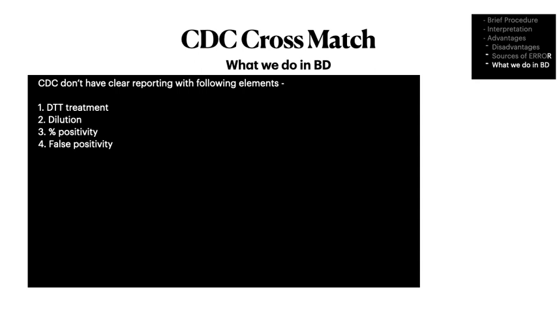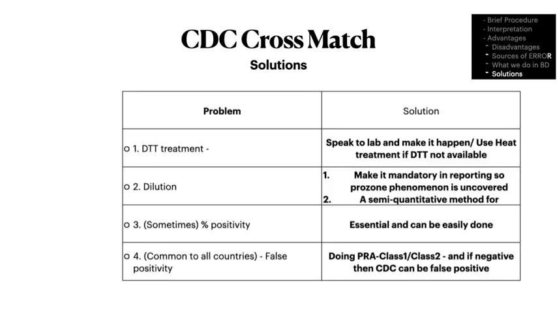I think this is a problem across the globe. Sometimes when you have like 15%, 20% positivity, they tend to report it as positive when actually the test is negative. So percentage positivity helps you, and false positive is a technique problem. Especially, I'll tell you in which instances and how to detect false positivity in the later slides.